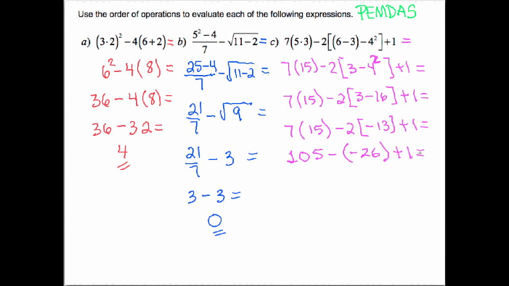Now I'll just work from left to right. I have 105 minus a negative, which is plus 26, plus 1. And again, adding from left to right, I have 105 plus 26. That's 131, plus 1, which is 132.